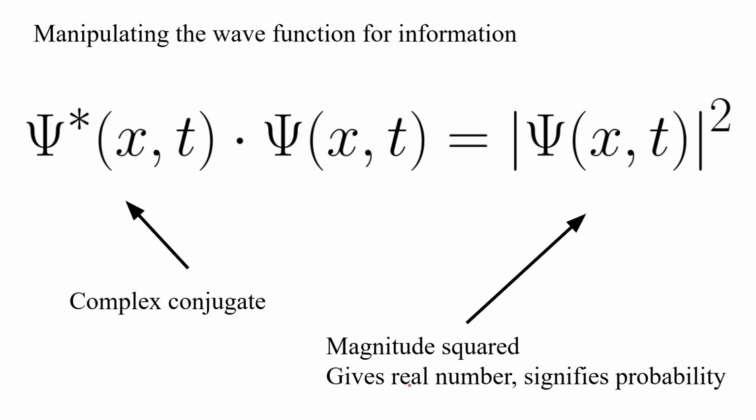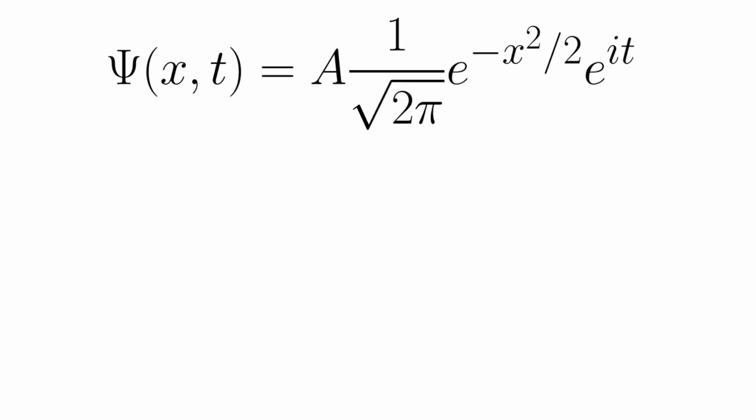So if you plug a coordinate and a time into the magnitude squared of a wave function, or if you multiply the value of a wave function at a certain coordinate at a certain time by its complex conjugate at the same coordinate and time, you will get the probability of the particle being in that position at that time. So that's a relatively simple way to get information out of the wave function as is, and that's going to be the basis for all the other ways you can manipulate the wave function to get whatever information you want.